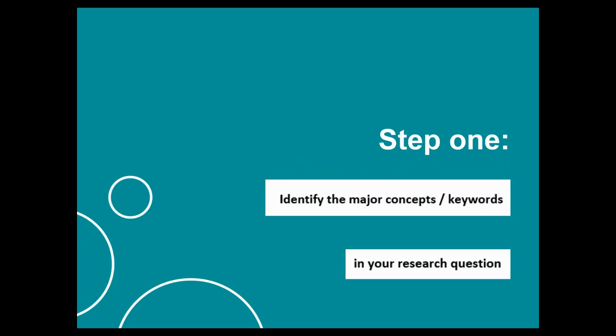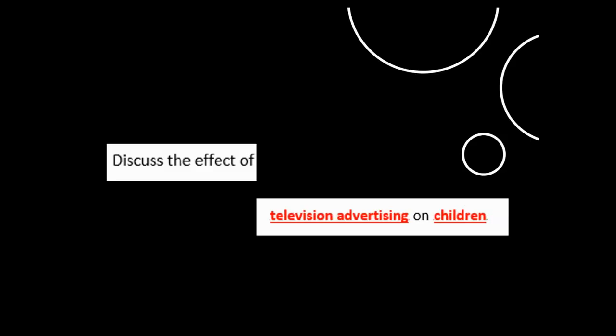So step one. First of all, identify the major concepts or keywords in your research question. In other words, what is the topic of the research that you are doing? In this case, you are being asked to discuss the effect of television advertising on children. So the primary focus of your research is television advertising and children. These are your search terms or keywords, the terms that you are going to use in a search engine or a research database.